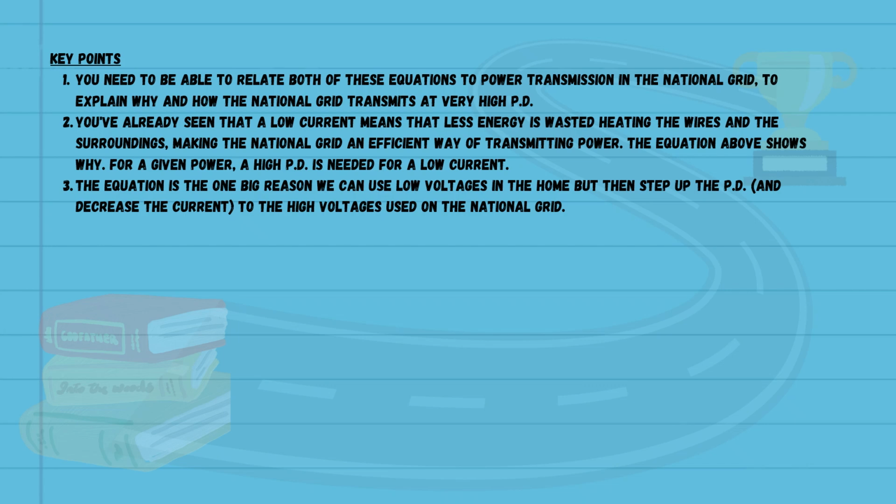Now, number three, the equation is the one big reason that we can use low voltages in the home, but then step up the potential difference and decrease the current to the high voltages used on the national grid.